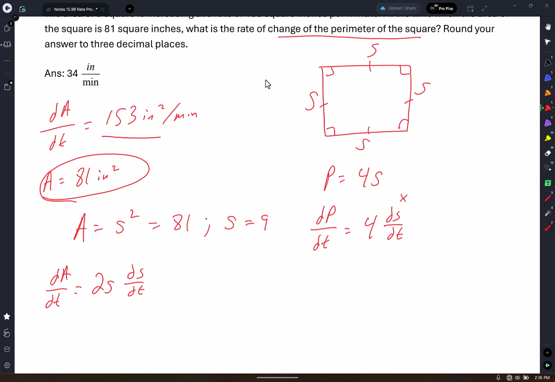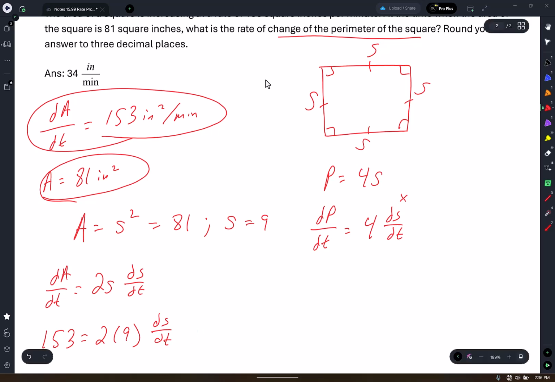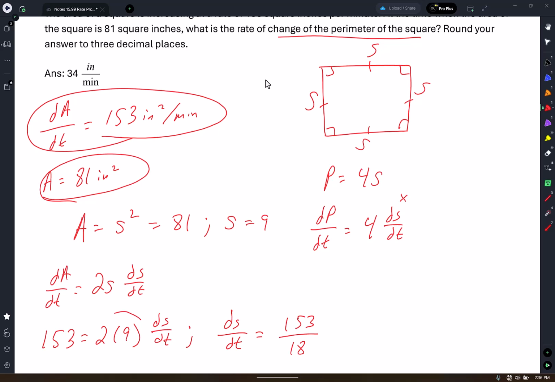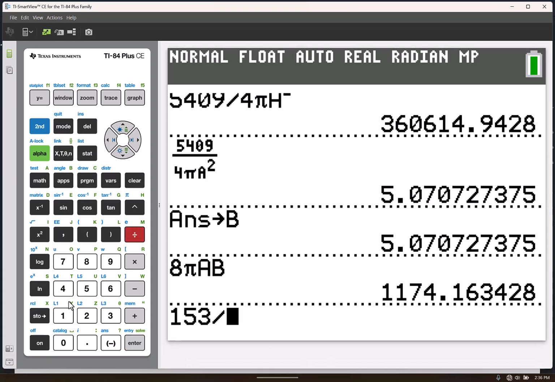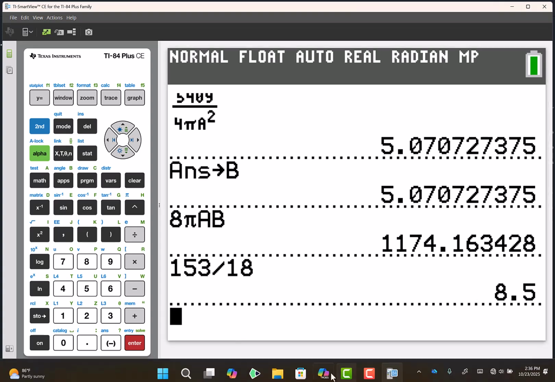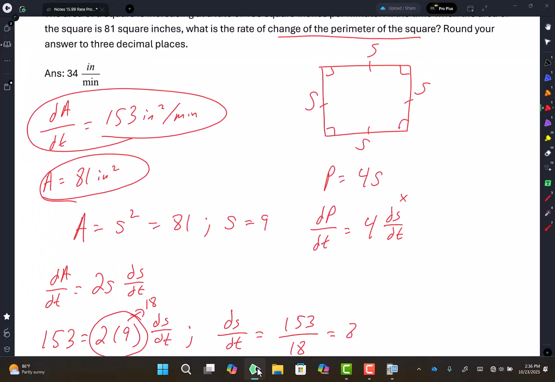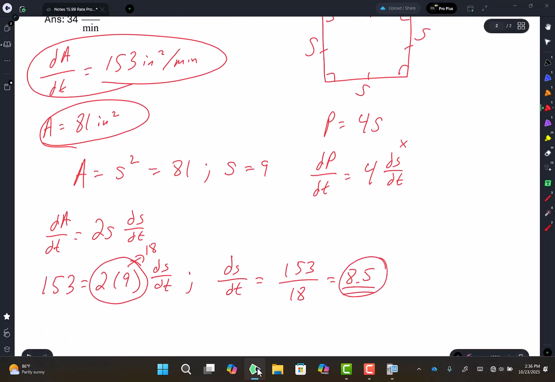I know what dAdt is. It's 153. So put 153 right here equals 2 times 9 dsdt. dsdt must equal 153 divided by 18. That's what 2 times 9 is. That's 18. So I'll take my calculator. 153 divided by 18, and we get 8.5. It's a nice, pretty number. 8.5. All right, now that I know that that's dsdt, I'm going to plug in 8.5 right there.